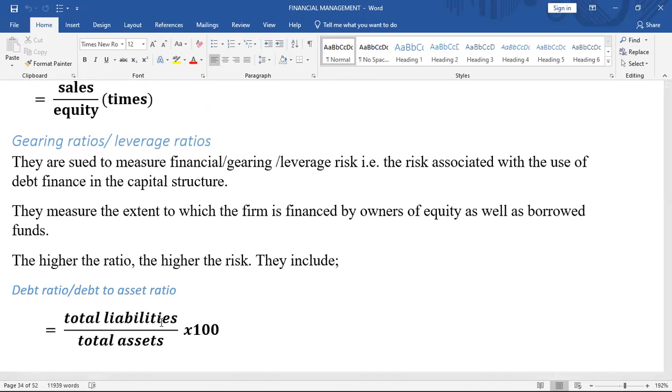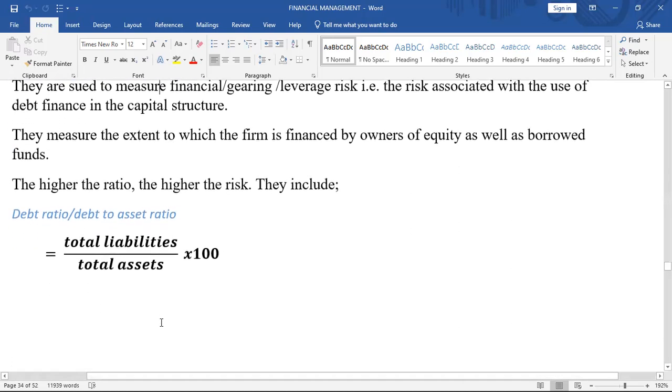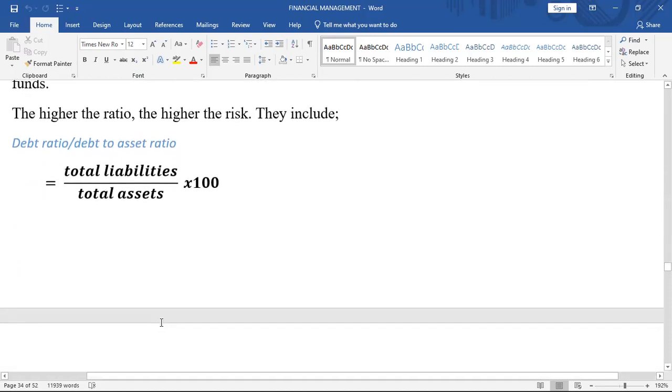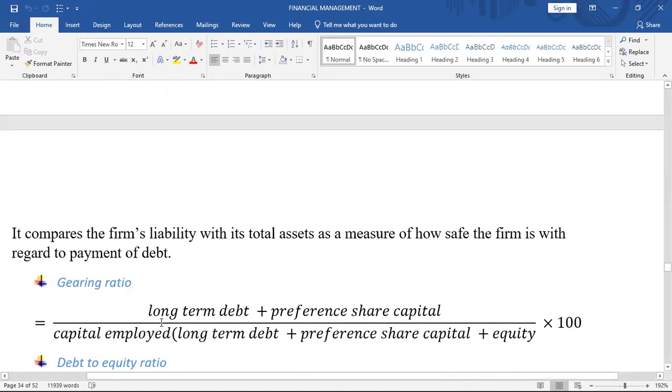So for this ratio, the higher the risk. They include, the first one, the debt ratio, where we normally take the total liabilities, divide by the total assets, and multiply by 100. The interpretation: we compare the firm's liabilities with its total assets as a measure of how safe the firm is with regard to payment of debts.